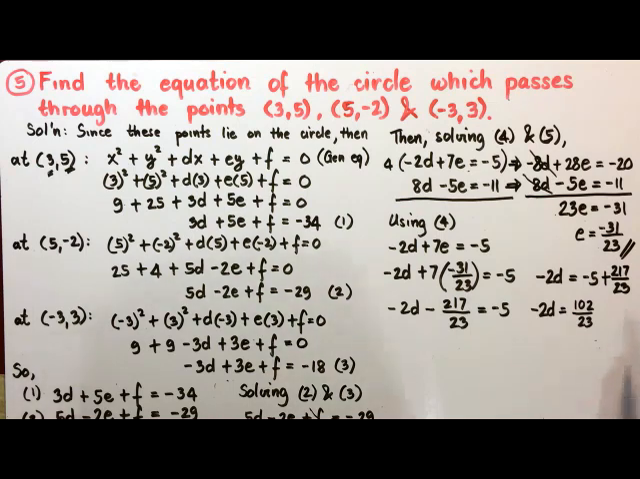I don't want to go through the very tedious step-by-step addition of a fraction and a whole number because there's no space. Now, my d is just equal to, if I divide both sides by -2, so this 23 will be multiplied by -2, so that becomes -51 over 23, and that is my value of d.